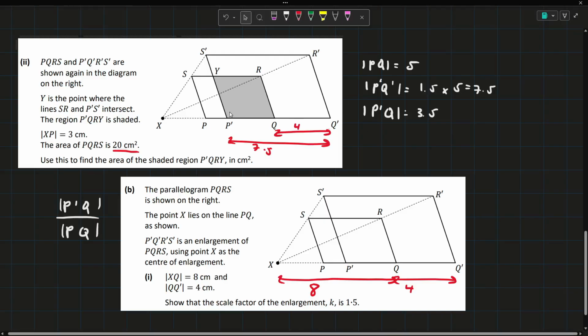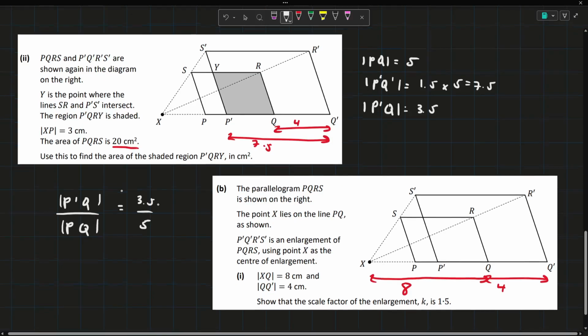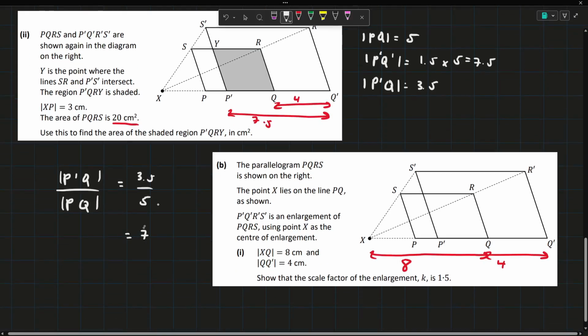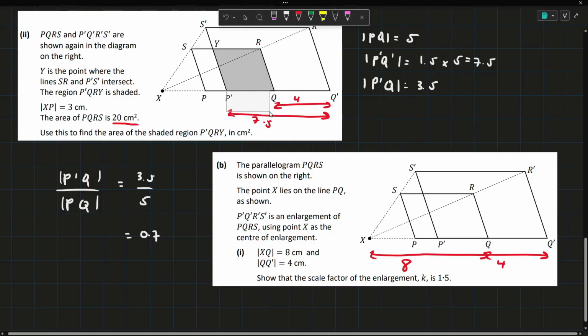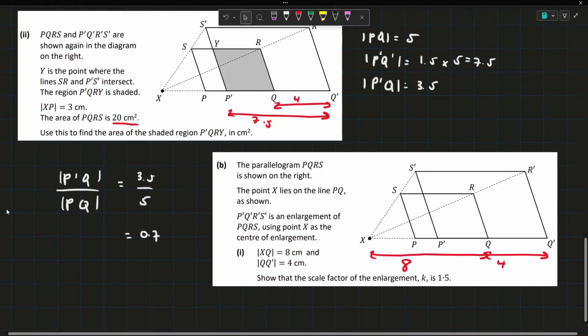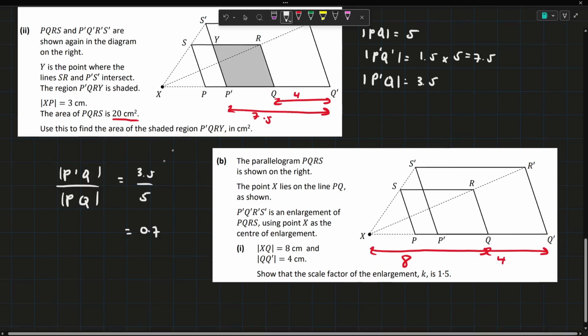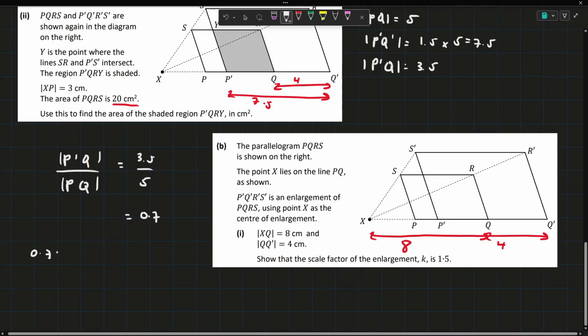So then, obviously, we can figure out what P prime Q over PQ is, as I wrote down here. So that's going to be 3.5 over 5. And if you put that into your calculator, you get 0.7. So that means that P prime Q is 0.7 times as big as PQ. So that's kind of like a proportion of the shape there. I keep saying the shape, I mean the parallelogram. So that means that the area is going to be 70% of the original, because P prime Q is 70% of the original in terms of size. So we can just do 0.7 times 20, which is equal to 14 centimeters squared.